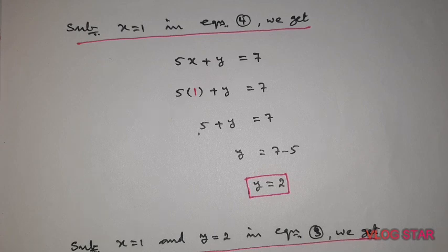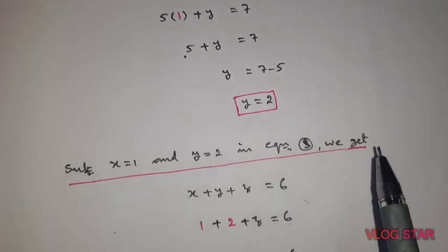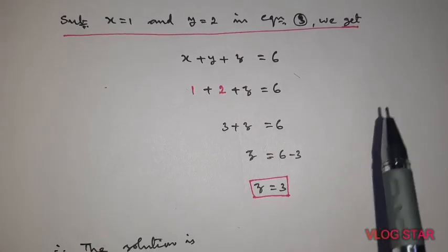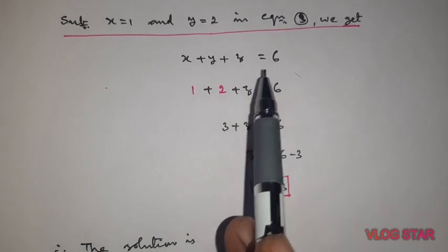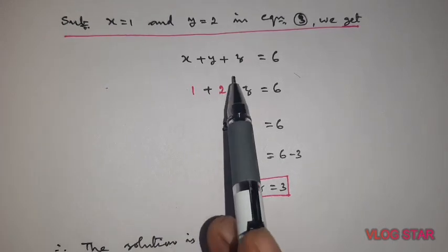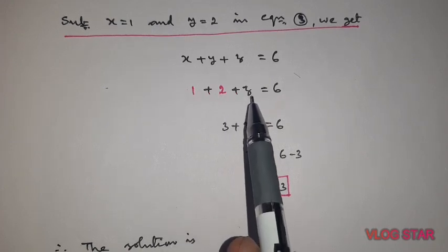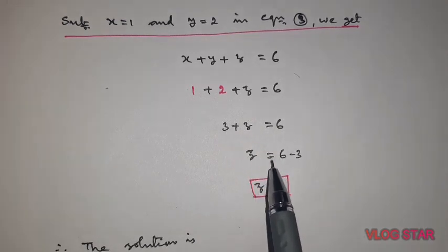Now to get the value of z, you have to substitute x equal to 1 and y equal to 2 in equation 3. So you have to substitute the x value and y value in equation 3. I write once again the equation: x plus y plus z is equal to 6. Write the values of x and y, that is, x is 1 and y is 2. 1 plus 2 plus z is equal to 6. 1 plus 2 is 3. 3 plus z is equal to 6.